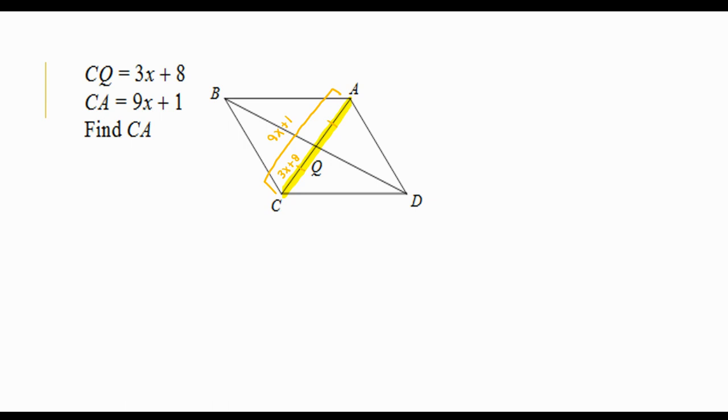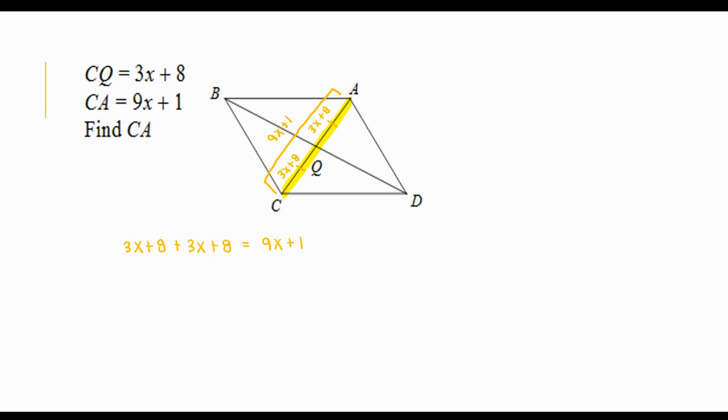Well, bisecting means that I'm going to divide it into two equal pieces. So if CQ is 3x plus 8, so is QA. And I needed that information because if they're giving me the length of the entire diagonal as 9x plus 1, I'm going to have to add the two small little congruent pieces because together they form the entire diagonal. So 3x plus 8 plus 3x plus 8, those two little congruent pieces are going to add up to the entire diagonal of 9x plus 1.